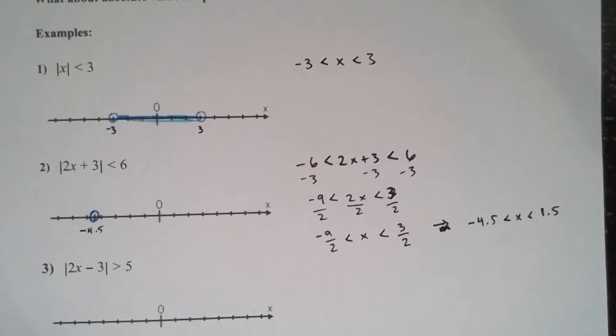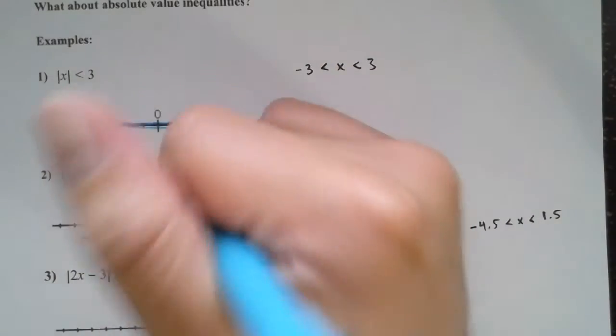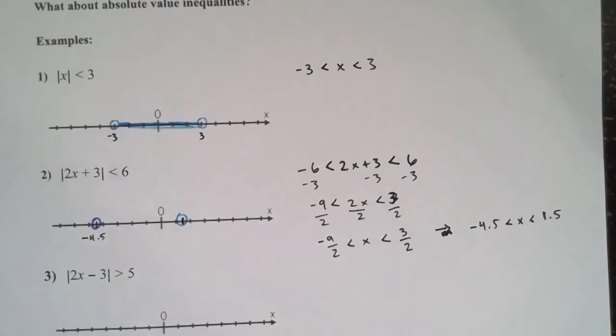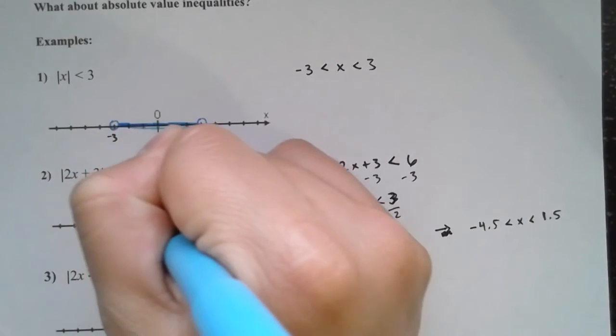Okay, all the way to 1.5 here. Whoops, I forgot to write that. That's 1.5. And then my solution set, or my domain, is everything in between.